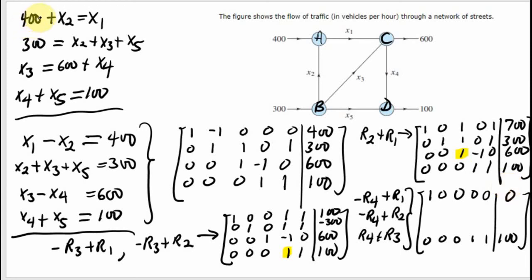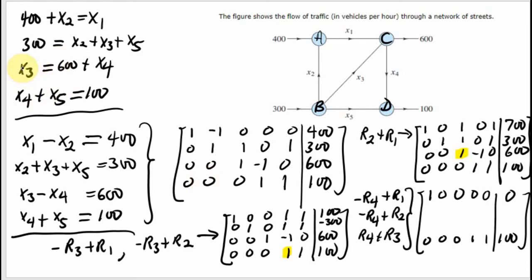So that's 400 plus x sub 2 is equal to x sub 1. X sub 1 minus x sub 2 is equal to 400. That's good. We get 300 is equal to x2, x3, x5. x2, x3, x5 equal to 300. That's good. Something went haywire, and maybe you caught it, and that's good.